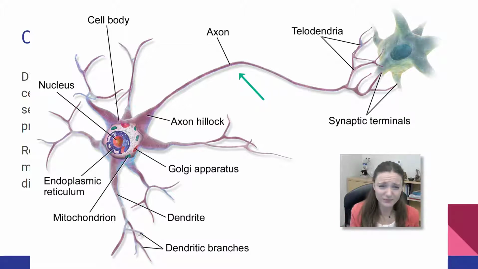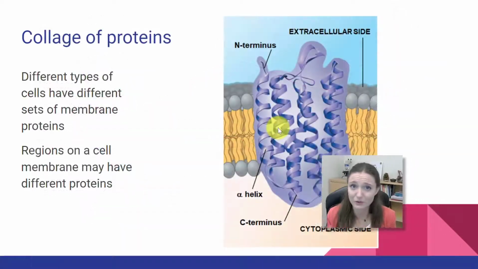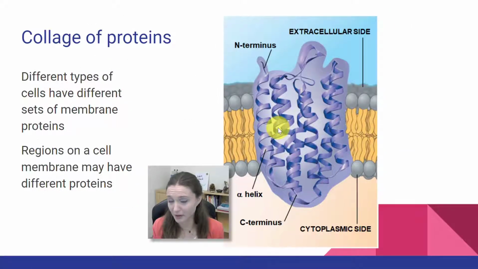So different cells, depending on who they're connected to, what they're doing, what their job is, what tissue they're part of, are going to have different types of proteins in different regions of their membrane. And this can change depending on what's going on in the cell's life, depending on what's going on in the multicellular organism. The types of proteins embedded in that surface are going to change throughout time.